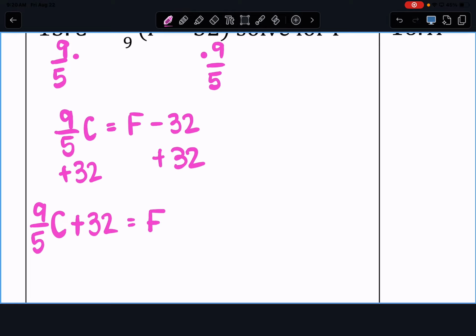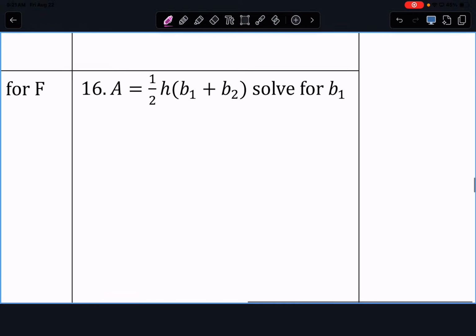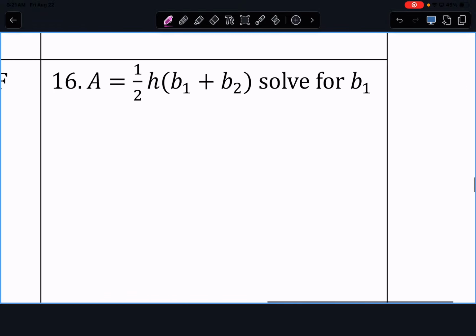And we can use that same strategy if we're solving for something and we need to get rid of a fraction instead of distributing it. We can move it to the other side if we need to. All right, now for 16, same idea. Do y'all want to distribute that fraction or get rid of it?